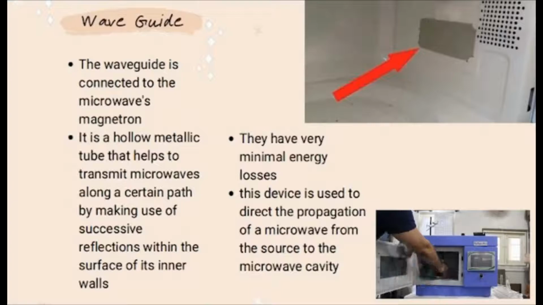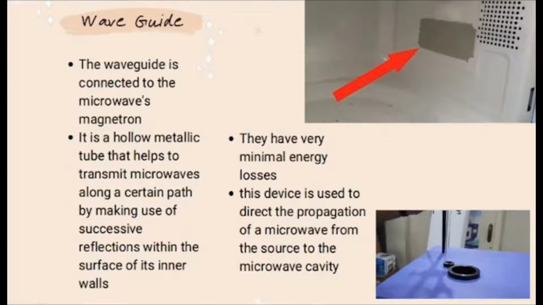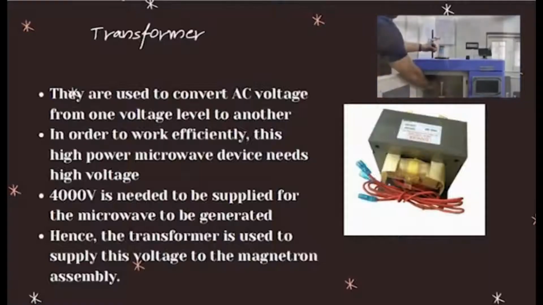Waveguide is used to direct a propagation of microwave from the source to the microwave cavity. Next is transformer, where it is used to convert AC voltage from one voltage level to another.